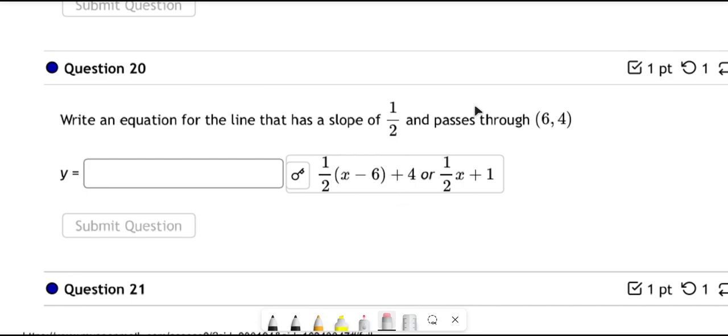Here you can see that they didn't give any particular form of the equation that we needed, so they would have accepted this unsimplified version as well. But if we're going to go all this way, why not just get it in an appropriate form? Here it is in y-intercept form, slope-intercept form.